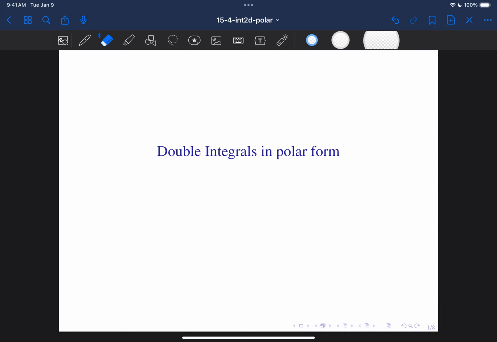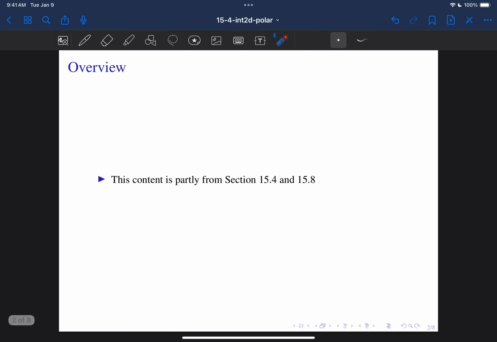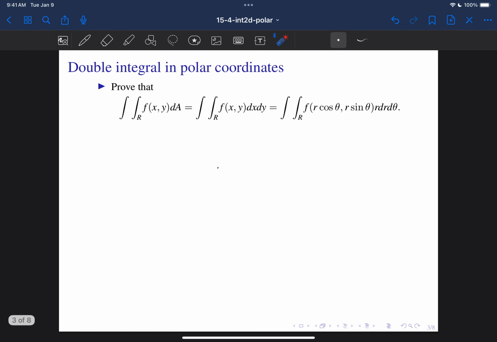Hello everybody. In this video, we're going to talk about double integrals in polar form, which is from 15.4 and 15.8. In the last video, we talked about the Jacobian and its application to compute double integrals when we use substitution rules. So as an application of the Jacobian, we had the following conclusion.